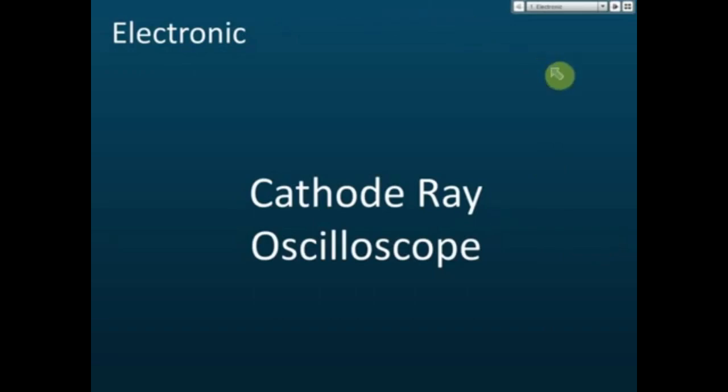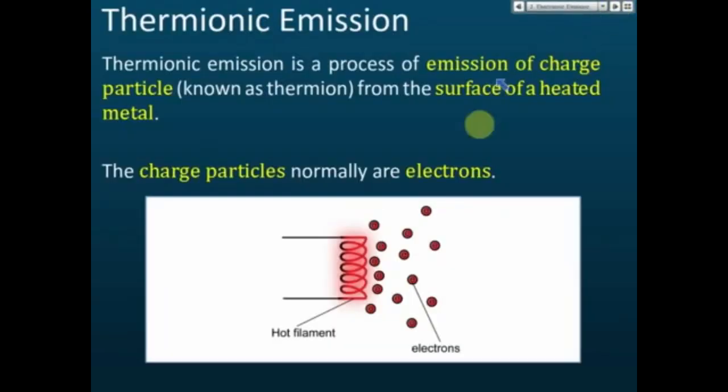Okay, cathode ray oscilloscope. Let's start from thermionic emissions. Now, what is thermionic emissions? To understand thermionic emissions, we need to go back to what you have learned. Thermionic emissions come from the words thermal, ion. Thermal means heat.